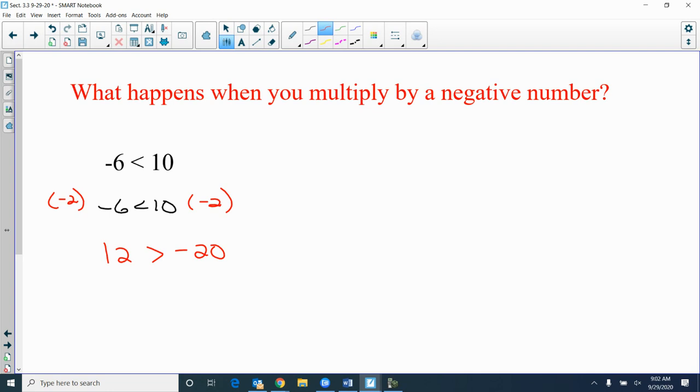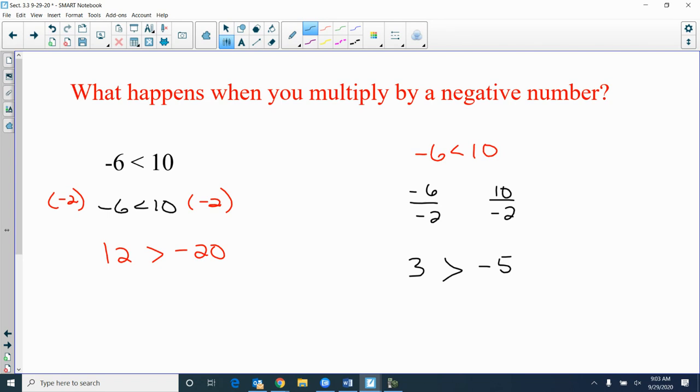So we got to watch that because it says -6 is less than 10. If I multiply by a negative number, I get a different inequality. 12 is bigger than -20. Think about division as well. -6 is still less than 10. What if I divide by -2? -6 divided by -2 is 3. 10 divided by -2 is -5. Which one's bigger? 3.